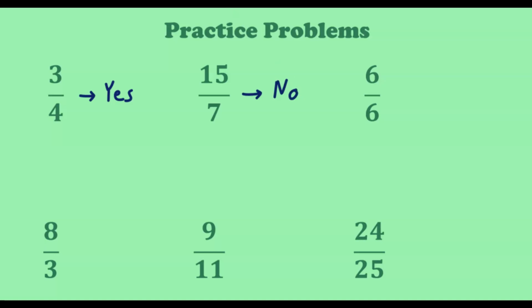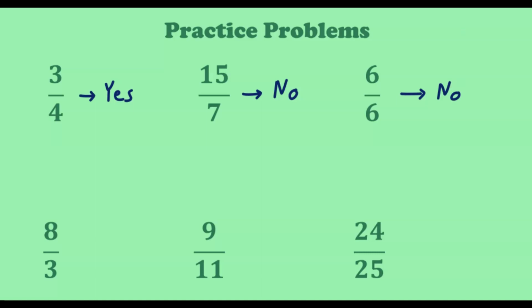Consider the next fraction. We have 6 over 6. Now the numerator is the number on top, that is 6. And the denominator is the number on the bottom, that is 6. Now 6 is equal to 6. That means that the numerator is equal to the denominator, and so the numerator is not less than the denominator. And because of that, no, 6 over 6 is not a proper fraction.